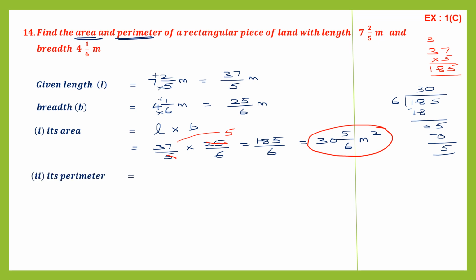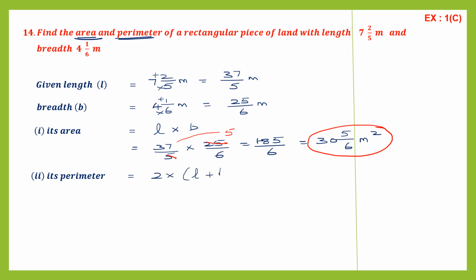Now let's find the perimeter. The formula to find the perimeter is 2 into (length plus breadth). So let's substitute the values. 2 into, now how much is length? Length is 37/5 meters and the breadth is 25/6 meters. So now we are going to work this out and solve it. Here we have to find the LCM of 5 and 6.